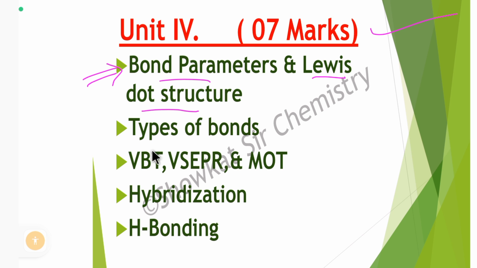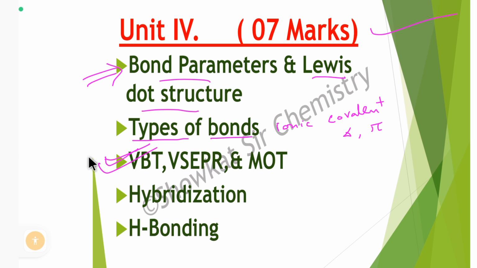Bond order. Similarly, you will study here the types of bonds. That is, you have the ionic bond, right? You have the covalent bond. You should know them in detail. And the types of covalent bond, you have the sigma bond and the pi bond. What is the difference, right? And these are very important.